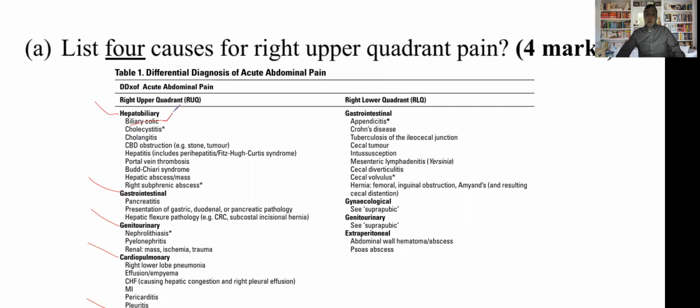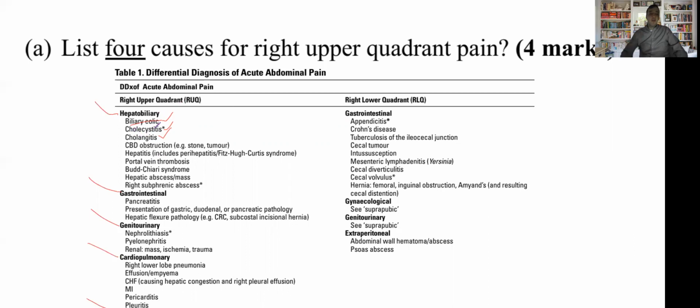Hepatobiliary, like biliary colic and cholecystitis. It could be cholangitis, which is inflammation of the common bile duct. Cholecystitis is inflammation of the gallbladder. Biliary colic is a transient occlusion of the cystic duct by a small gallbladder stone for a few hours. That can lead to transient right upper quadrant pain lasting for less than 6 hours. This is biliary colic.